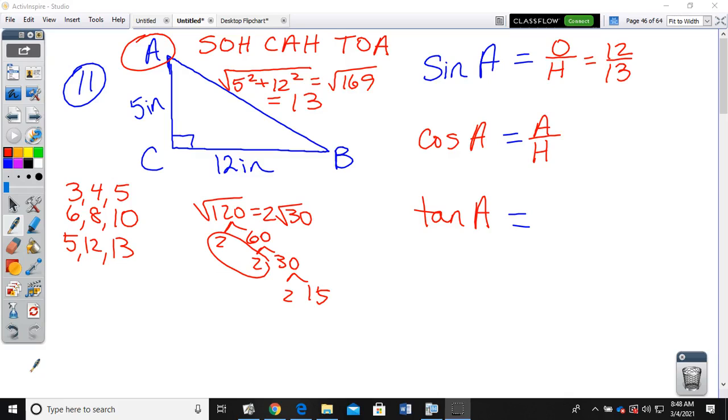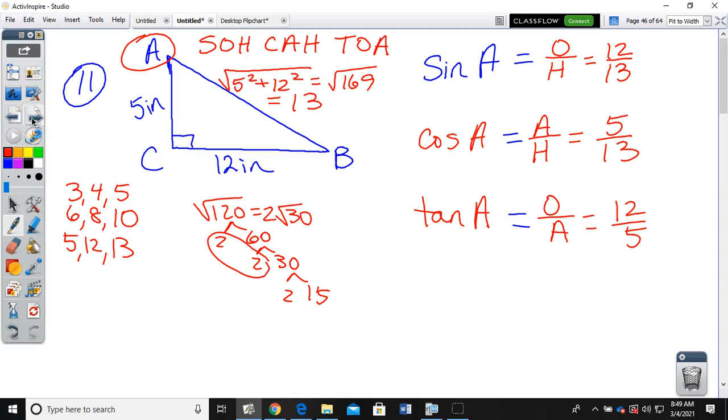Cosine of A, what's adjacent to A? 5. And the hypotenuse is still 13. Can you reduce that? No. And then tangent is opposite over adjacent. So opposite would be 12 over 5, and that also does not reduce. So we're done. Okay? Yeah, I thought it was going to be a little more complicated. That's it. We'll get to some that are a little more complicated, but that one's not too bad.